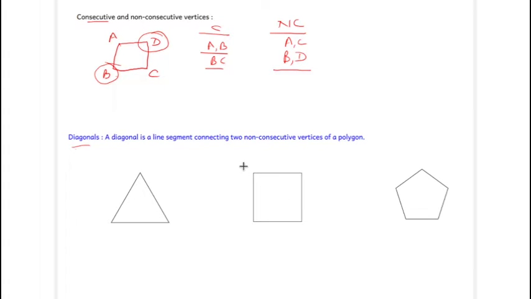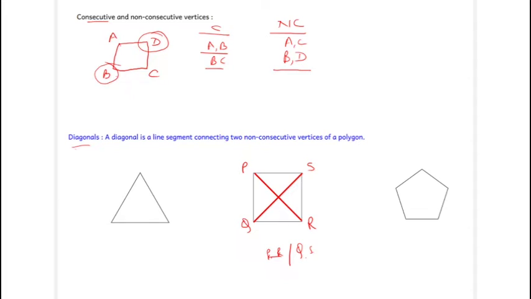Okay, first let us name it P, Q, R, S. So here the non-consecutive vertices are P and R, and Q and S. Yes, so we will join them. Let us join P and R. So this is a diagonal for the square. Another diagonal will be if we join the vertices S and Q. So this is the other diagonal for this figure.